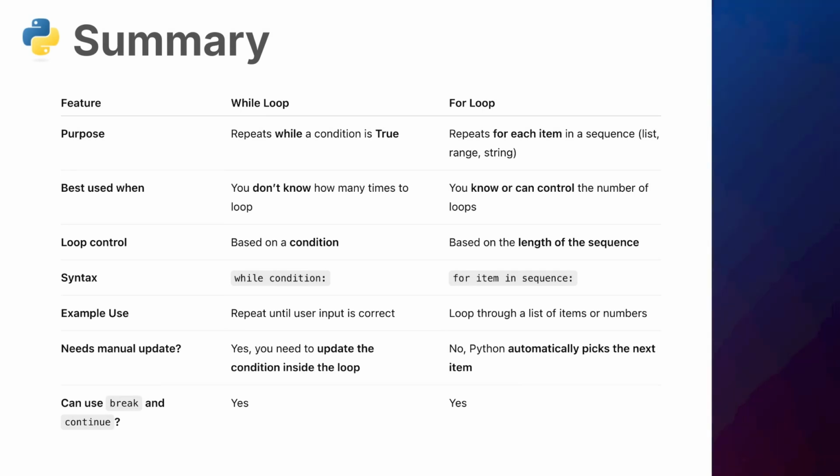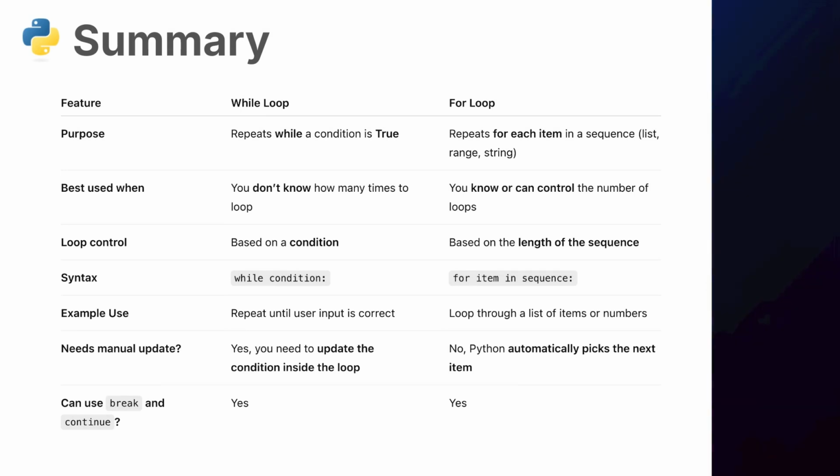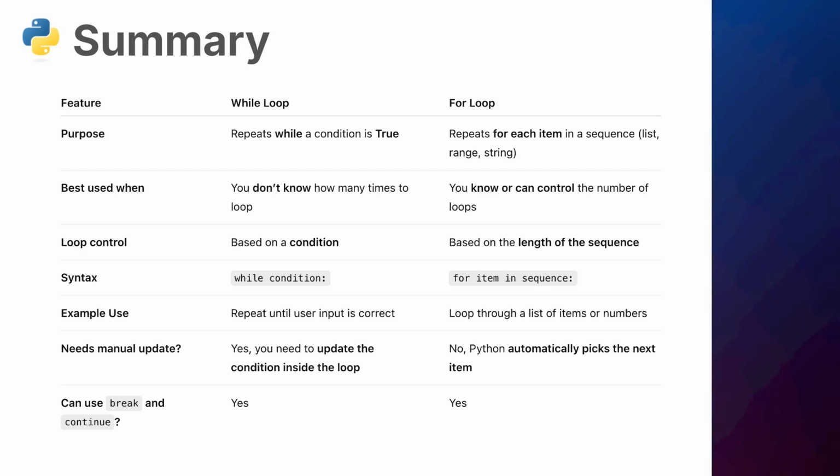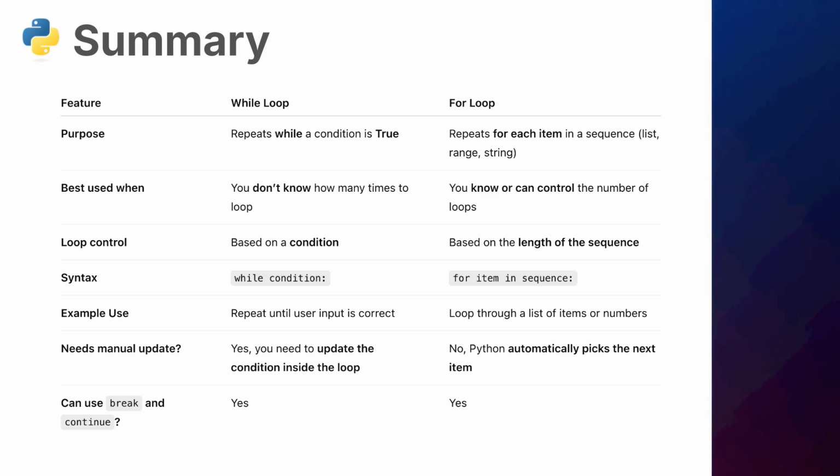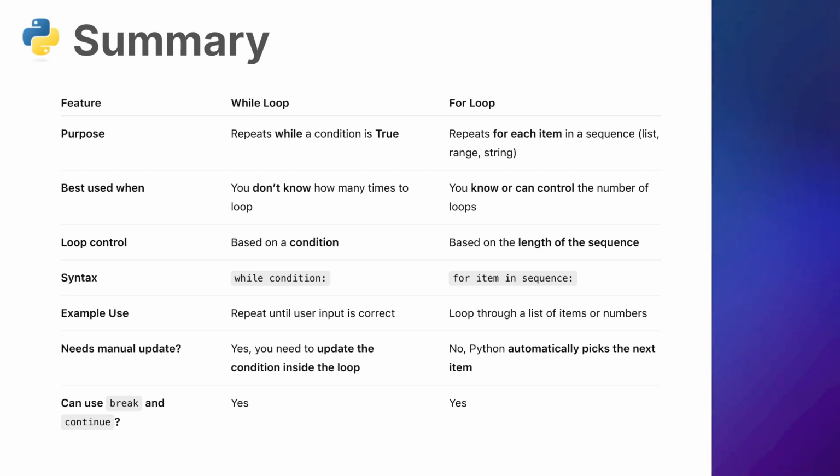This is a summary of the while loop and for loop. Purpose. A while loop keeps repeating as long as a certain condition is true. You use it when you want the loop to continue until something changes. A for loop repeats a set of actions for each item in a group, like a list, a range of numbers, or a string. It's useful when you know how many times you need to loop.